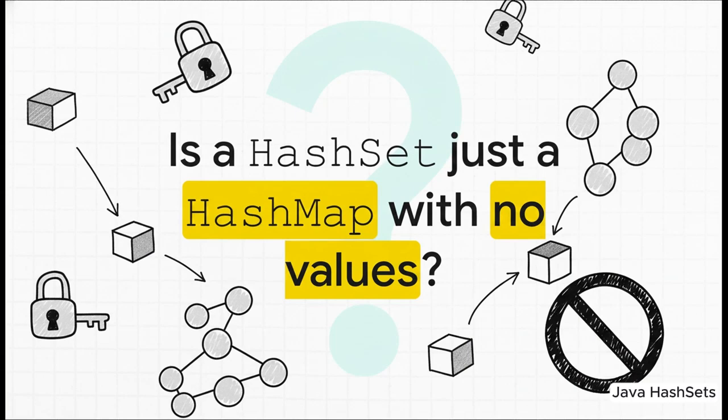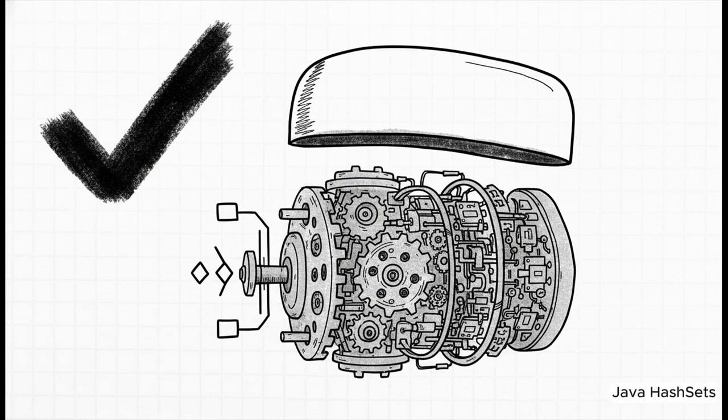So after all this, we're left with one final question that really ties everything together. Is it fair to just say that a hash set is really nothing more than a hash map where we've decided to completely ignore the values? And the answer is a resounding yes. It's honestly one of the most elegant examples of clever code reuse you'll find in the Java collections framework.